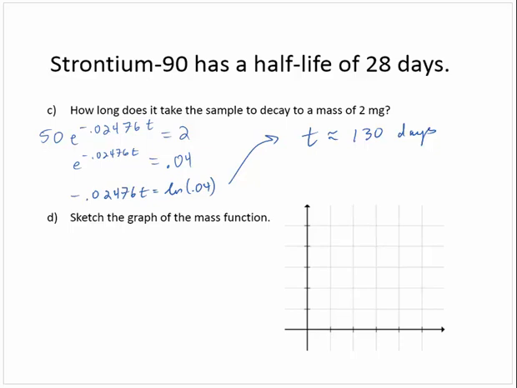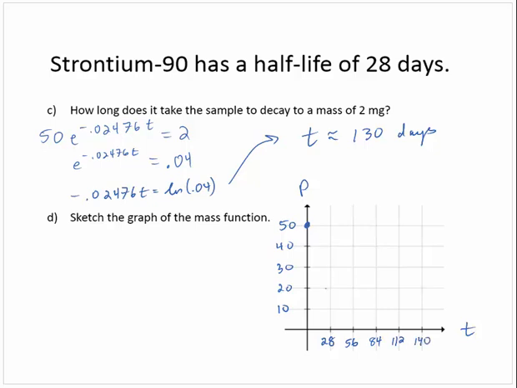We're asked to now sketch the graph of the mass function. So we'll put t on the horizontal axis, and we have our P on the vertical axis. And I know that I have an initial mass of 50, so I'm going to use a scale of tens. My initial value was 50, and then we get half each time period. So I'm going to be smart about it. I'm going to put 28 days as my scale. And so then this would be 56 days, 84 days, 112 days, 140 days.